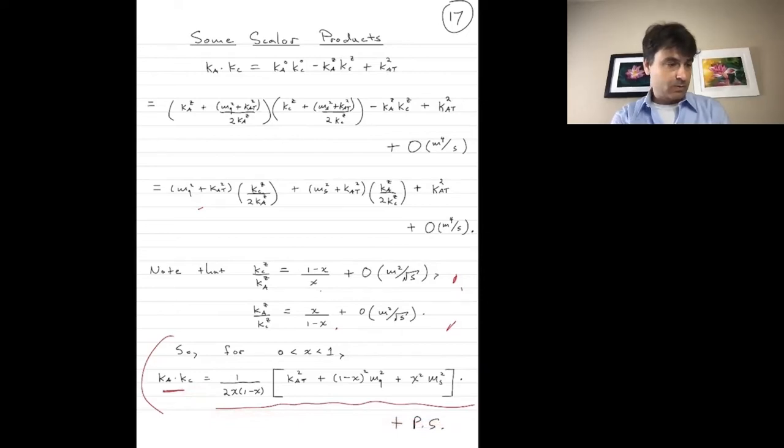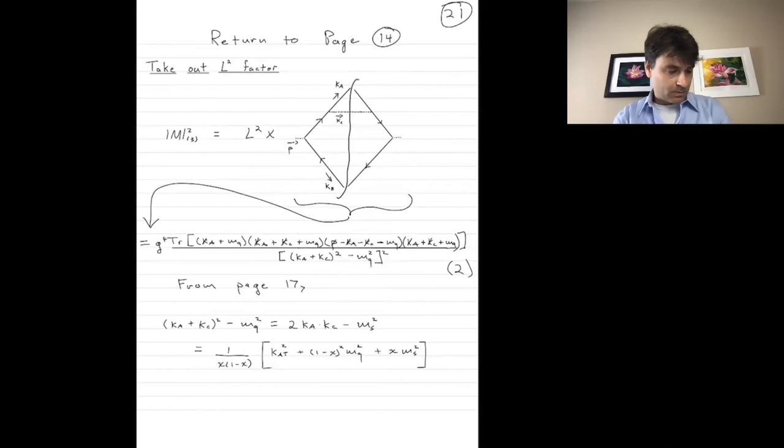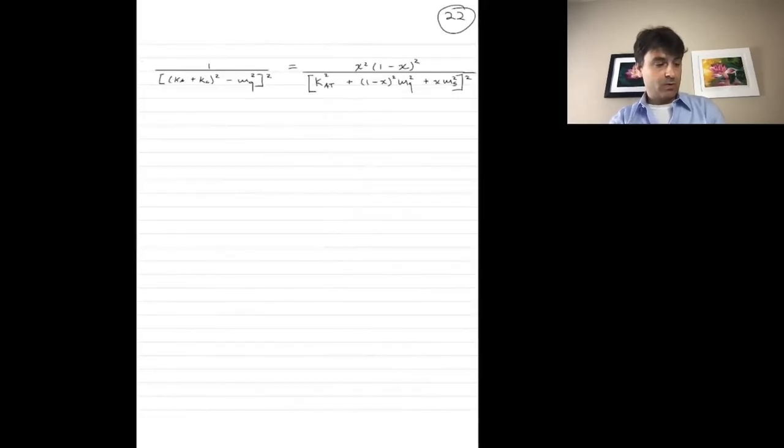Okay, so I can just substitute that in down here at the bottom. The denominator is actually Ka plus Kc squared minus Mq squared. And so I get a 2 times Ka dot Kc. It's this that I worked out previously. So you can just substitute in what we got for Ka dot Kc to get this for the denominator. And we've got two factors of this. So 1 over the denominator factor squared is equal to this.